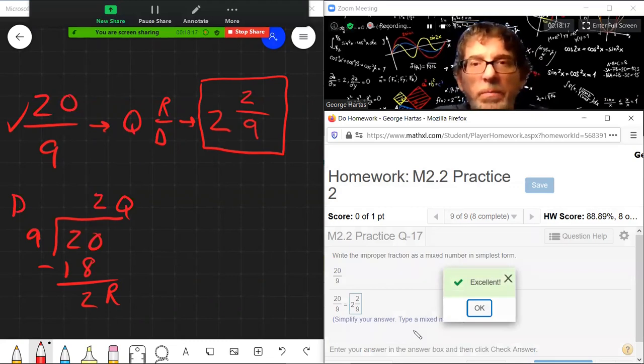All right, so that's how you convert mixed numbers into improper fractions and improper fractions back to mixed numbers.